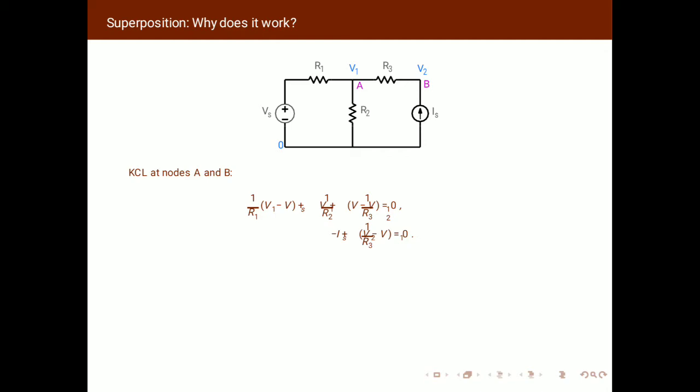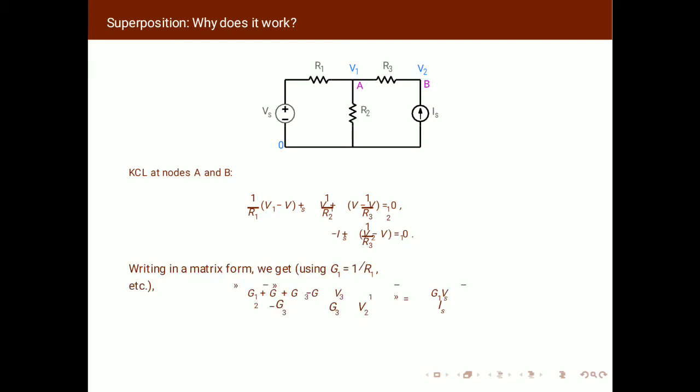So now minus Is plus (V2 minus V1) by R3 equal to 0. Here minus Is is nothing but the opposite direction. So minus Is plus (V2 minus V1) by R3 equal to 0. This is the KCL equation.